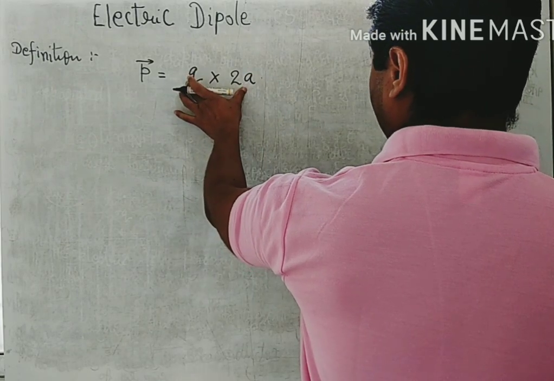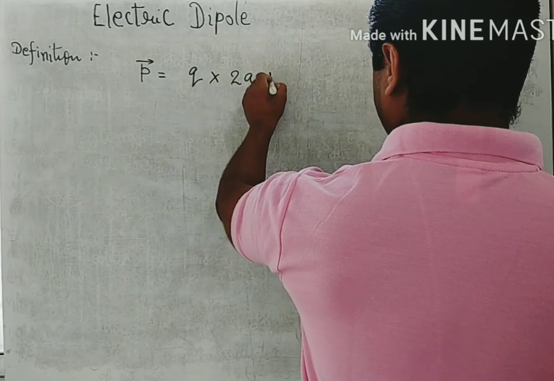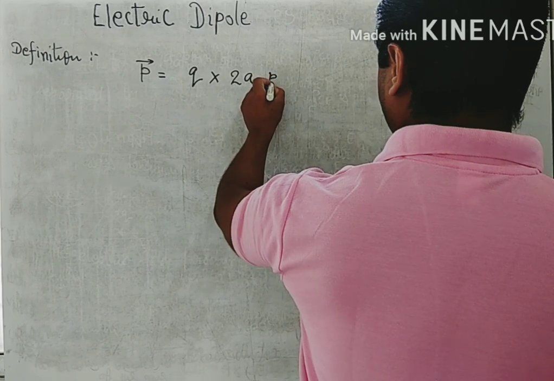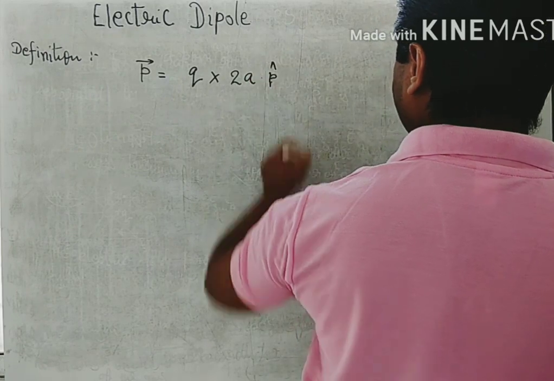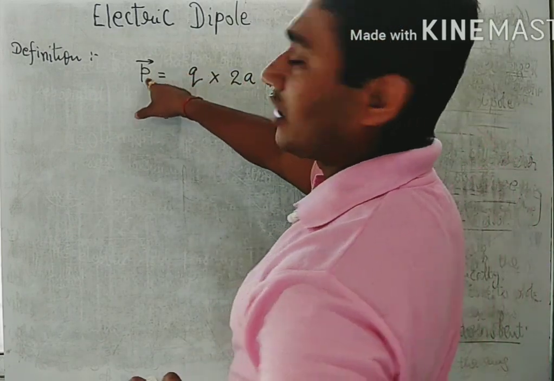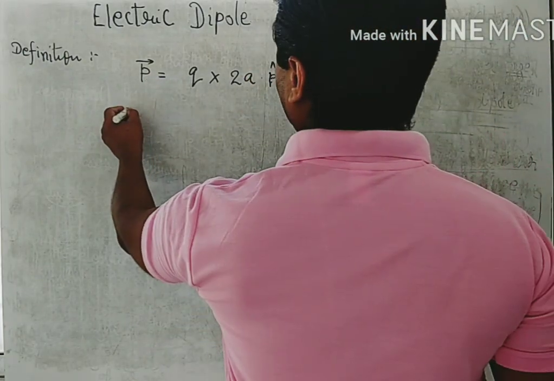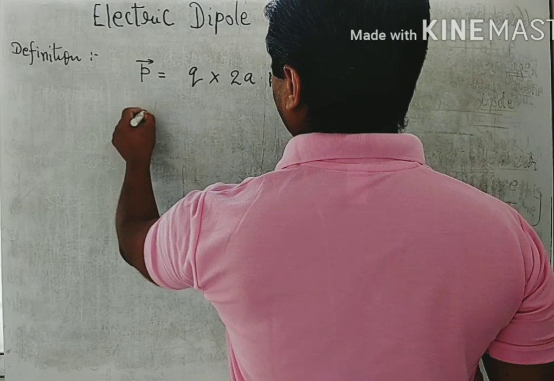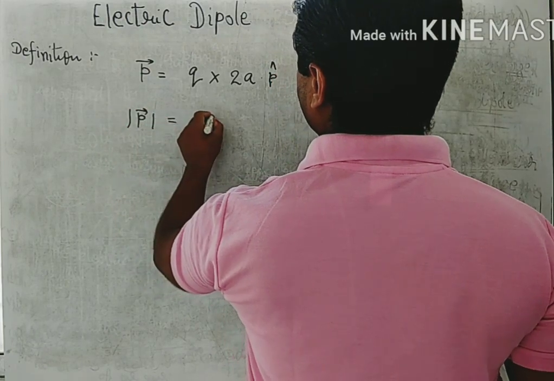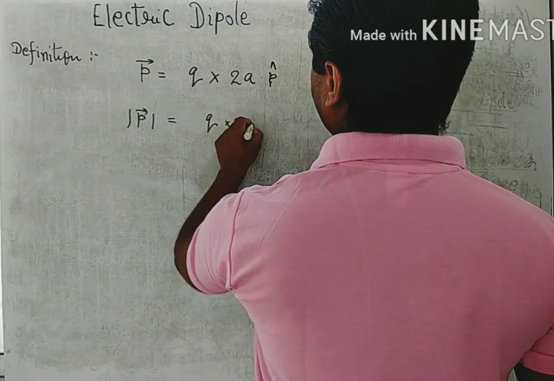Now it's a vector quantity, so let me make it a vector by multiplying a unit vector p cap taken along this vector p. So this is the dipole moment. For magnitude, what can we write? We can say it's q into 2a simply.